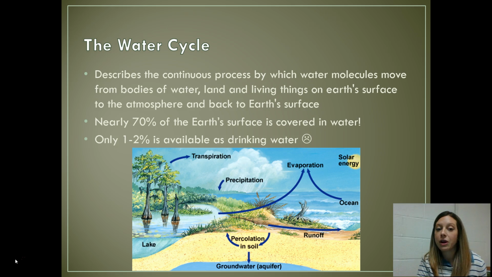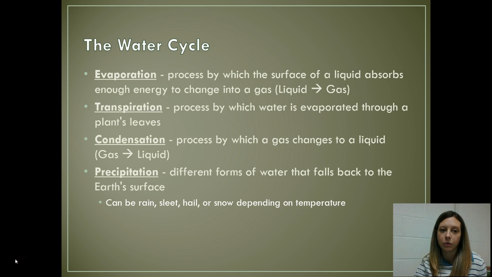Okay, so the water cycle describes this continuous process by which water molecules move through their different forms, from bodies of water on land, to living things on Earth's surface, back to the atmosphere, and then back to Earth's surface. Why is this important? You know that most of the Earth is covered in water, but as it turns out, and we've discussed this before, only a tiny percentage of that water is fresh water, and an even tinier percentage of that fresh water is available as drinking water, because most fresh water is frozen. So there has to be a way to get the water through the different forms so that we have enough water on Earth for living things. All living things require water.